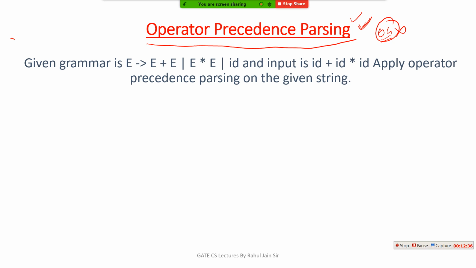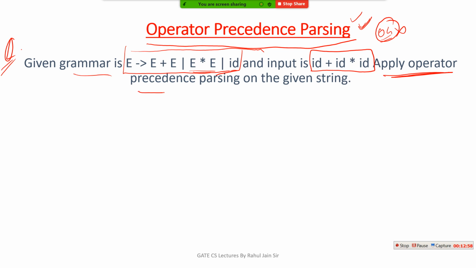Now I am telling one important concept with the help of an example. The grammar given to us is E derives E plus E, E multiply with E, and identifier, that is id, and the input string given to us is id plus id into id. Now the question is, apply operator precedence parsing on the given string.